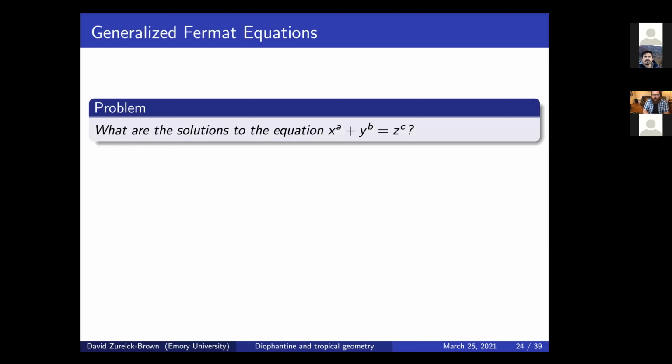So what's the more general picture here? You can ask, what are the solutions to the generalized Fermat equation, X to the A plus Y to the B equals Z to the C? There must be conditions on A, B, and C. 1, 1, 1 has infinitely many solutions.